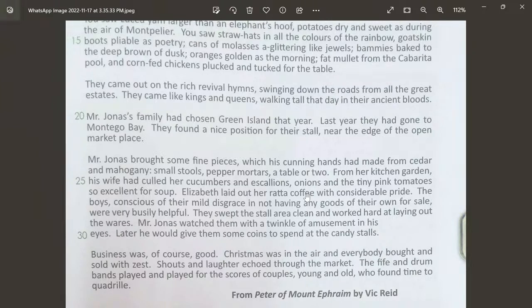Shouts and laughter echoed through the market. The fife and drum band played for the scores of couples, young and old, who found time to quadrille. From Peter of Mount Ephraim by Vic Reid.